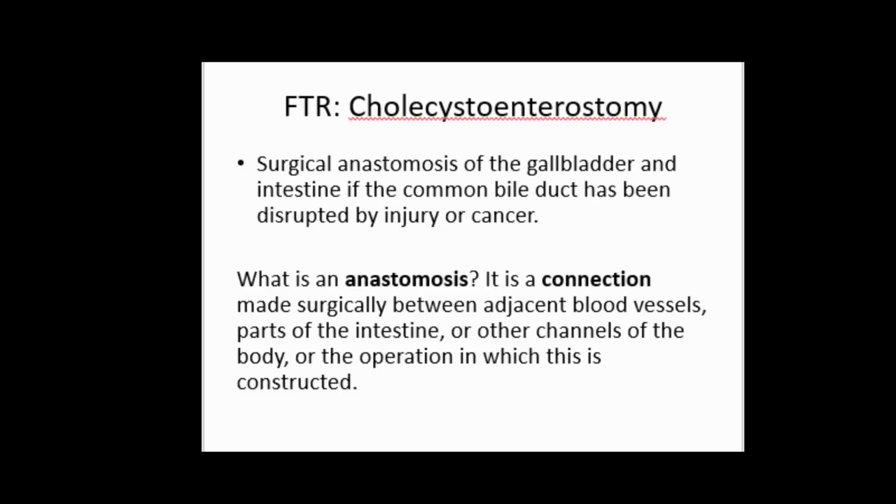Then the cholecystoenterostomy is an actual surgical anastomosis, or a connecting of the gallbladder and the intestine if the common bile duct is just not there. It's just not available for the body to use to transport the bile between the gallbladder and the intestine. So the physician or the surgeon anastomoses or connects the two body parts, the gallbladder and the intestine, and that includes connecting blood vessels, parts, anything that helps take over the function of the common bile duct.